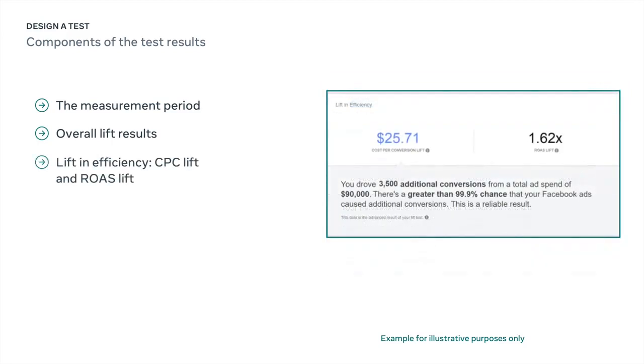Lift in efficiency shows the lifts in CPC and return on ad spend. The CPC lift is the cost of each additional conversion that the ads in this test cost. And the return on ad spend lift is the additional revenue generated for each dollar you spend on ads in this test.